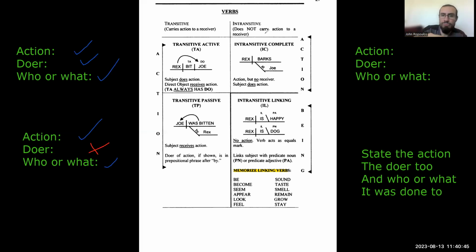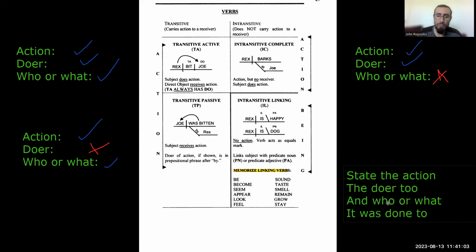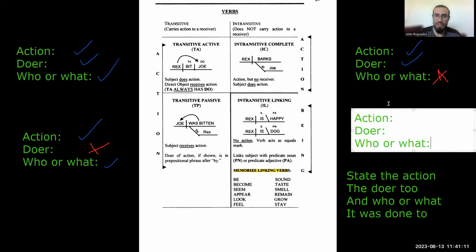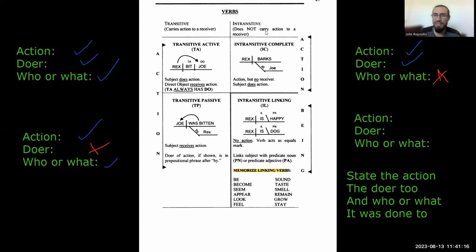Easy. Now, what about intransitive complete? Do we have an action? Yeah, barks. Do we have a doer? Rex. Who or what it was done to? Nope. Right. Now, what about intransitive linking? Well, does an intransitive linking verb have action? No. Does an intransitive linking verb have a doer? No. Does intransitive linking have a who or what it was done to? No, because it doesn't have action. So you can't have a doer of an action. You can't have anything that the action is being done to unless you have action.